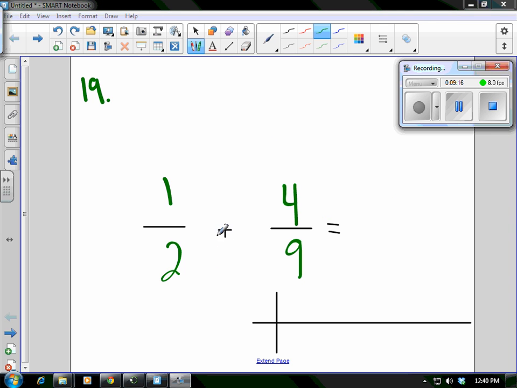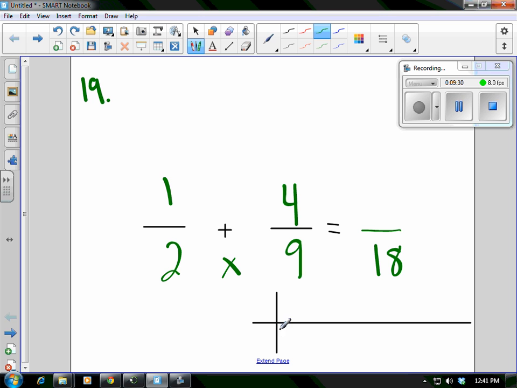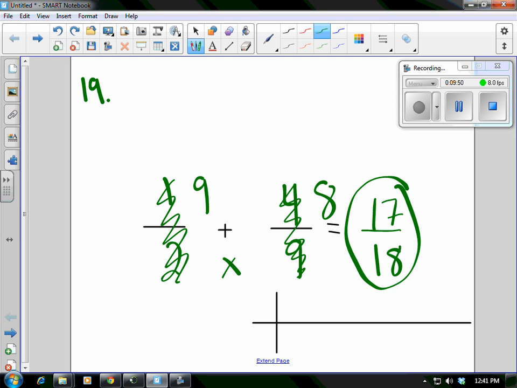Alright, second to last problem. Looking at both of these, it's going to be a little tough because 2 doesn't fit into 9, so again we know we have to change both denominators. 2 times 9 is 18. To me, that looks like that was probably the lowest that we can come up with. They'll both go into it. So 2 times 9 is 18. 1 times 9 is 9. 9 times 2 is 18. 4 times 2 is 8. 9 plus 8 is 17. And that is the lowest terms.